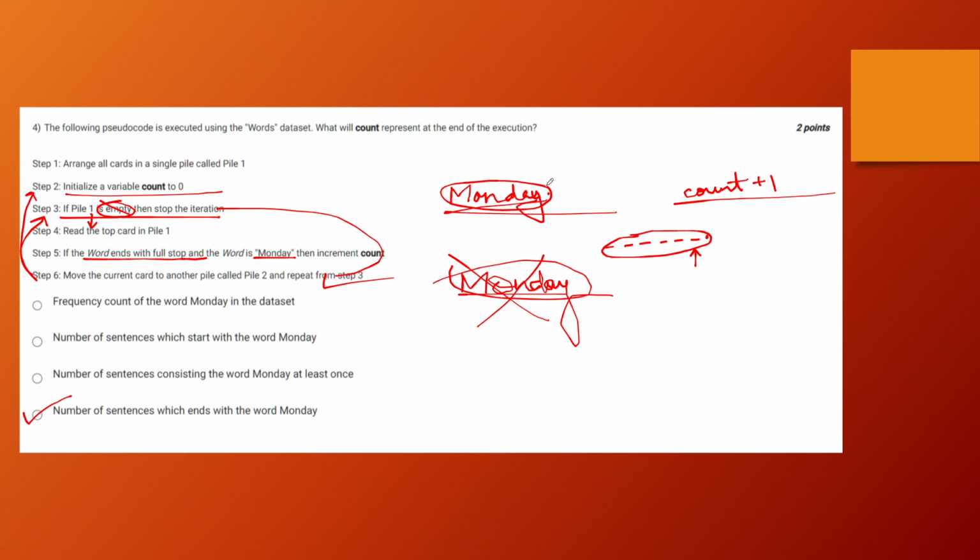last option. So there are no letters here, so let's just say that it's the last option, which says the number of sentences which end with the word Monday. So that is the answer to question number 4. Let's move on to question number 5.